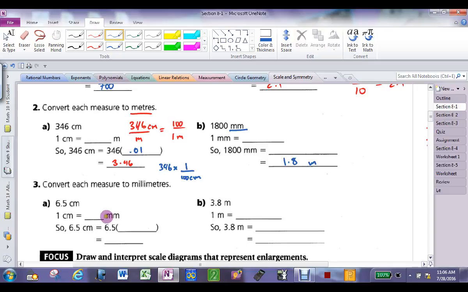What about 3? I'm going down the steps. 1 centimeter equals 10 millimeters, right? 65 millimeters. And here? $3,800. Everybody good? Okay.